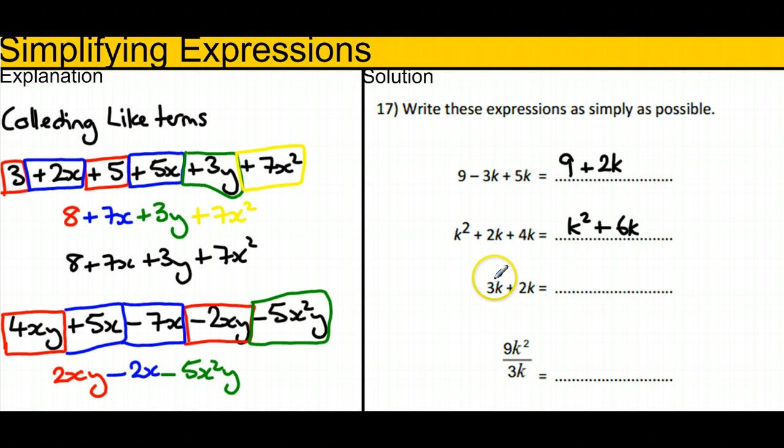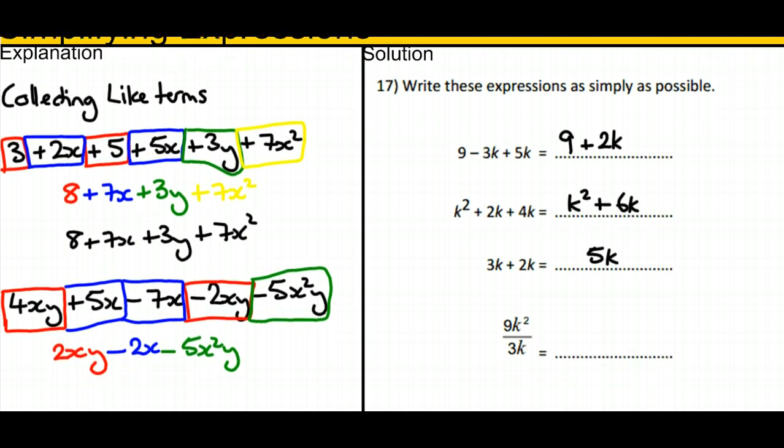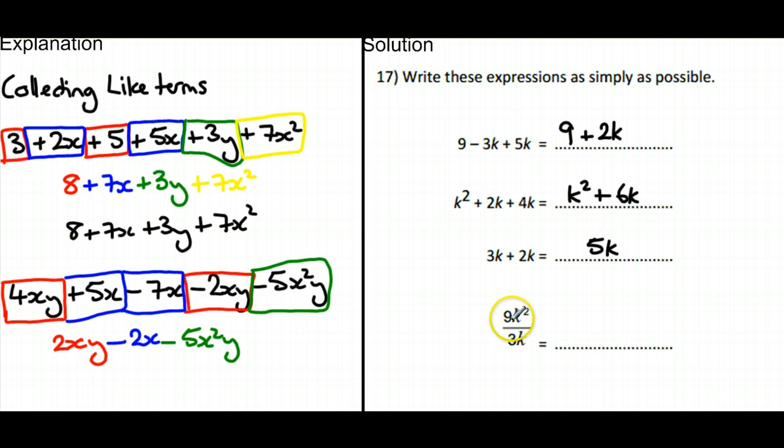For the next one, we've got 3k plus 2k, 5k. Now, for this final one, we're dividing. And the best way to approach these ones is to first of all look at the numbers. So 9 divided by 3 is 3. K squared divided by k.